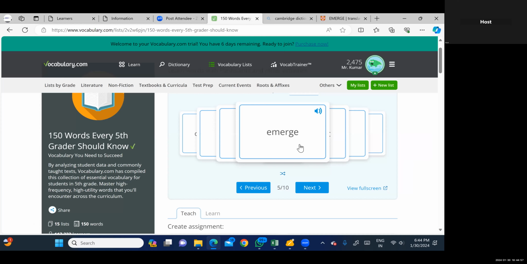Now, get me the meaning and the sentence. I give you 30 seconds. Your 30 seconds starts now. Meaning and the sentence of emerge. Quick, quick. Get me the meaning of emerge, and a sentence. Hold on, hold on.